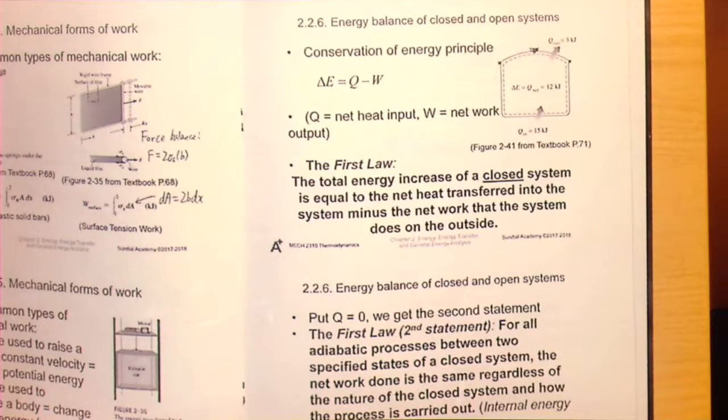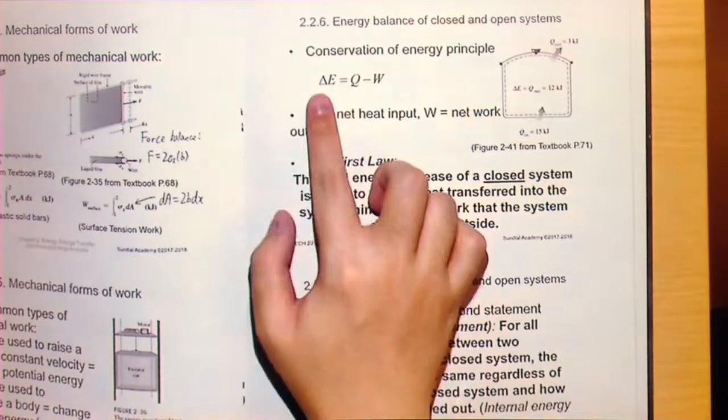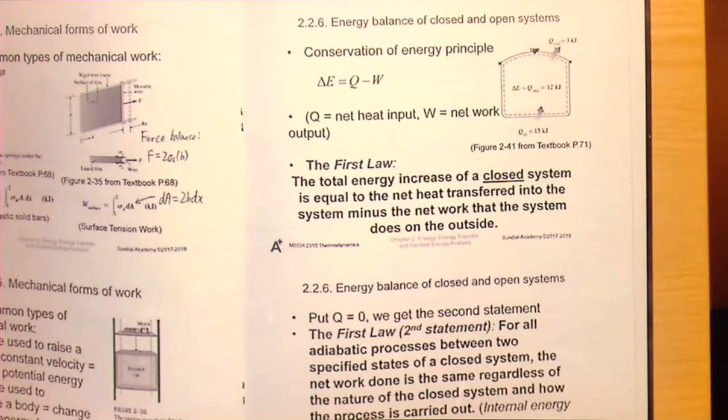Here we just give a general idea on how to apply the conservation of energy principle for a general system. Here we first state the first law of thermodynamics. In mathematical form, it is delta E equal to Q minus W, where Q is the net heat input to the system, and W is the net work output by the system. Described in words, it is the total energy increase of a closed system that's equal to the net heat transfer into the system minus the net work the system does on the outside. It can be extended to open systems if we also consider mass transfer across the system.